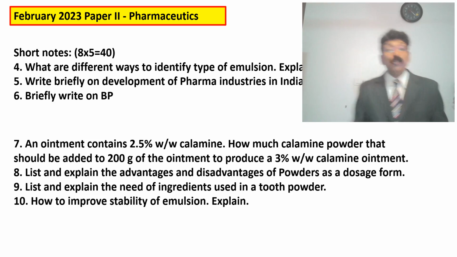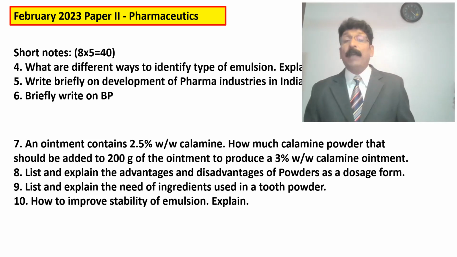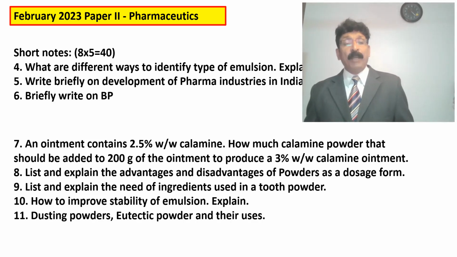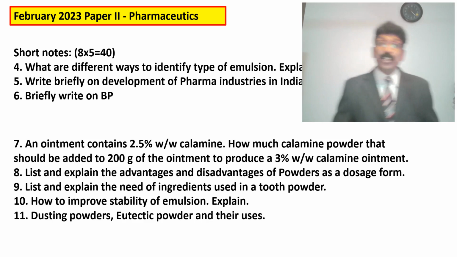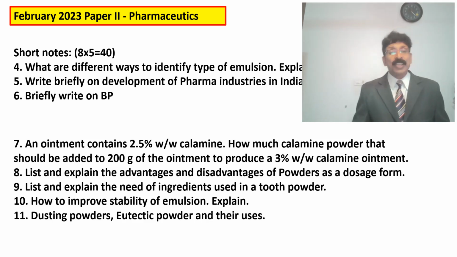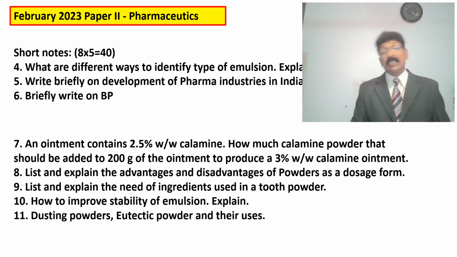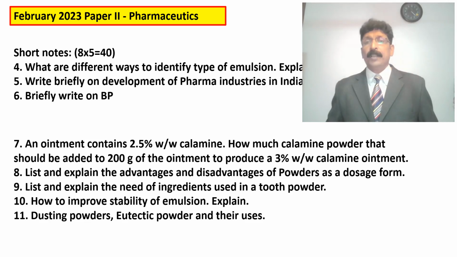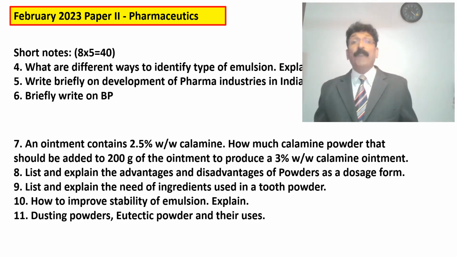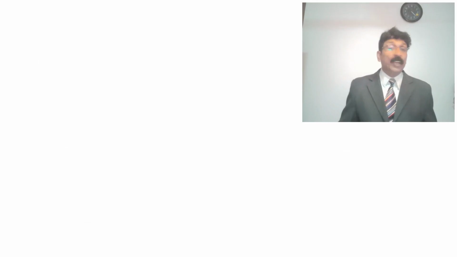How to improve the stability of emulsion? Explain. 5-mark question. Dusting powders, eutectic powders and their uses. So these are the 8 5-mark questions asked in February 2023. The students should group them by which unit they belong to; it will be helpful for you.